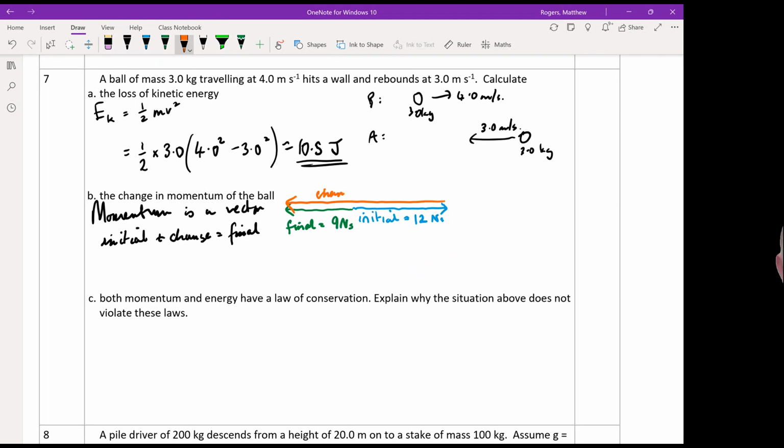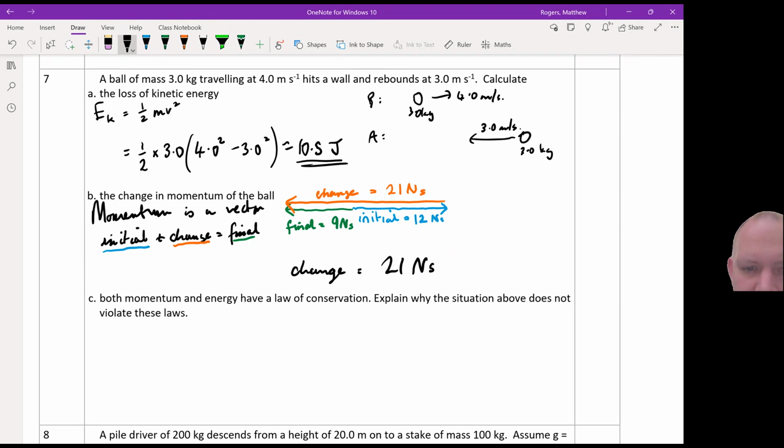The change, and on my diagram, I can immediately see that it must have a value of 12 plus 9, which is 21 newton seconds. So I've drawn the initial in blue, added the change in orange to find the final in green. So change is equal to 21 newton seconds.